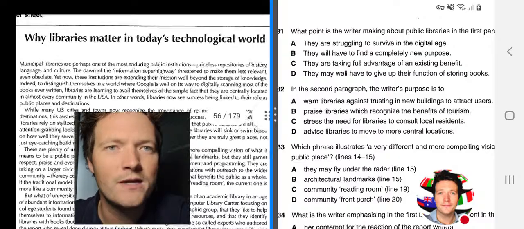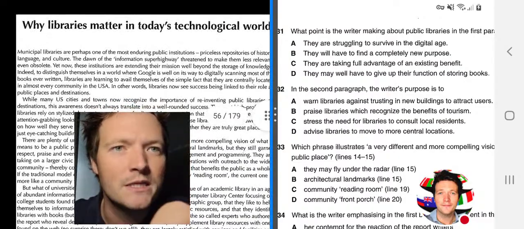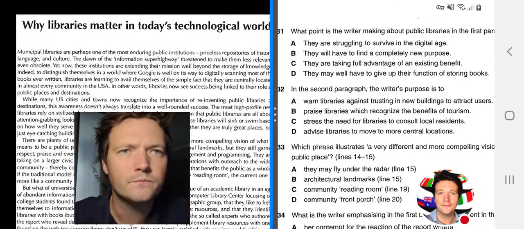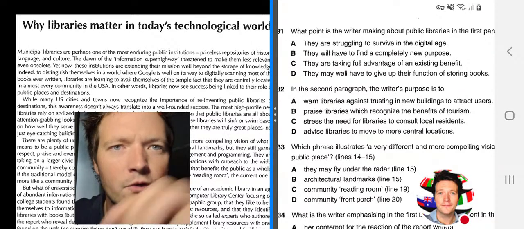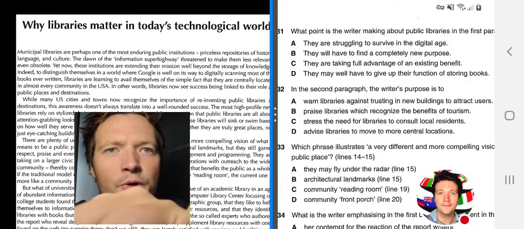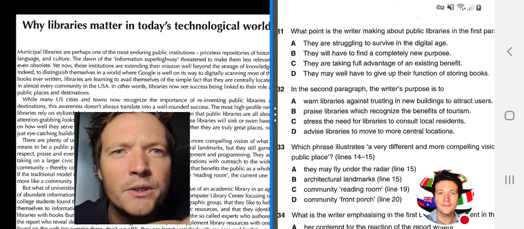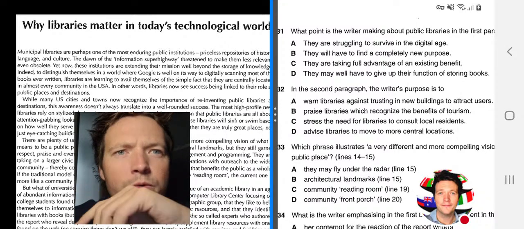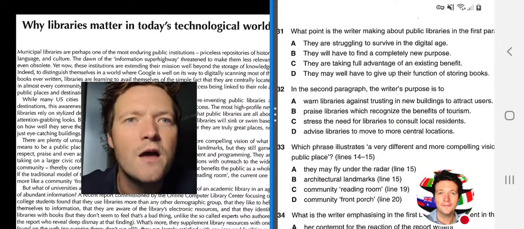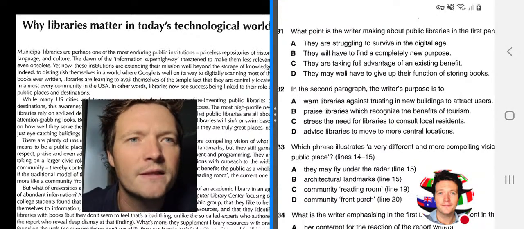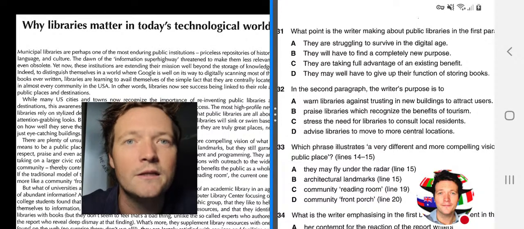Let's just try and make that a bit bigger again. Where can we see that? It says that Google is scanning all of the books. Libraries, so in the antepenultimate line, libraries are learning to avail themselves, I'll just put myself under where I'm reading, avail themselves of the simple fact that they are centrally located in most.